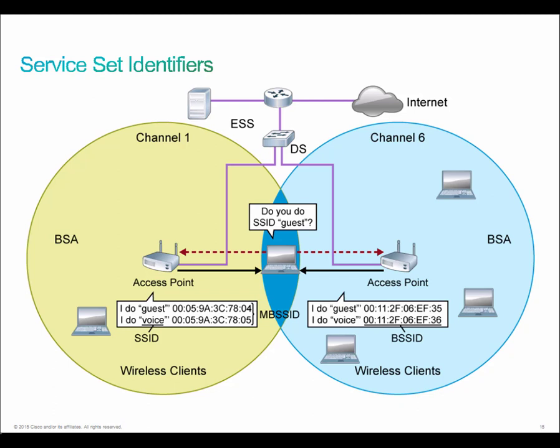So let's walk through the scenario here. You can kind of see on the diagram, I'm moving from the BSA on channel 1, and that access point is advertising two different SSIDs, guest and voice. The SSID is actually the name, but you'll notice that there is something called an MBSSID. All right, and MBSSID allows us to identify essentially the MAC address that's used for that communication process.